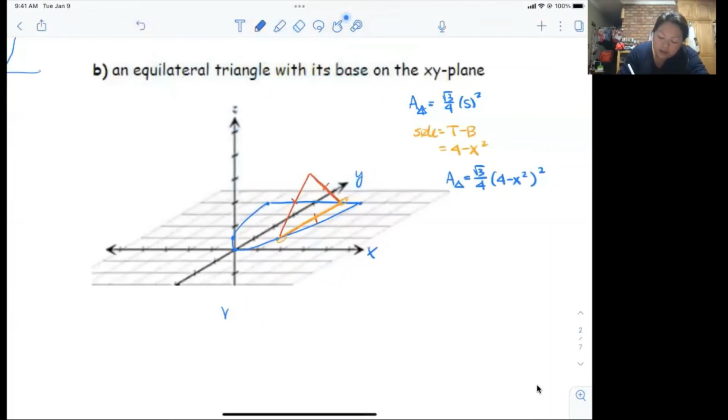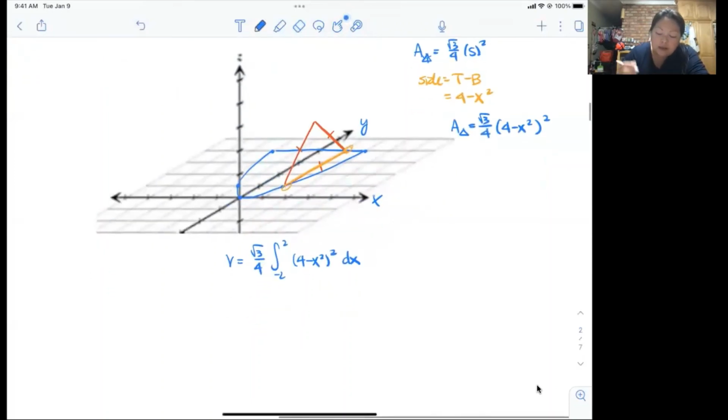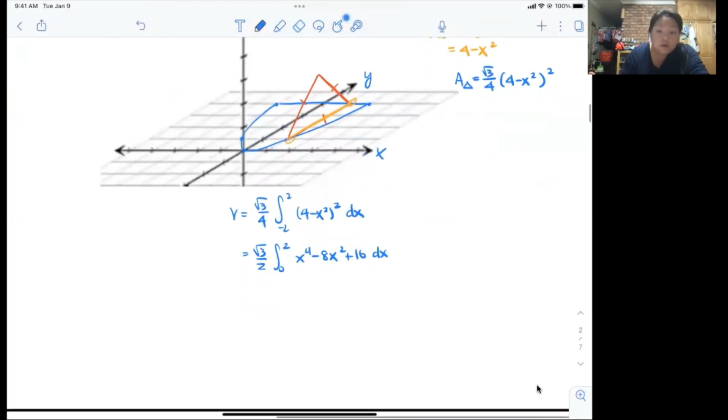So messy, try it again. All right, putting my coefficient in front, √3 over 4, negative 2 to 2, (4 minus x squared) squared dx. Okay, same as before, because it's symmetrical, I can double this. So it's going to be √3 over 2, 0 to 2. Multiplying this out, I get x to the 4th minus 8x squared plus 16 dx. Very similar to the previous problem because we have the same functions.